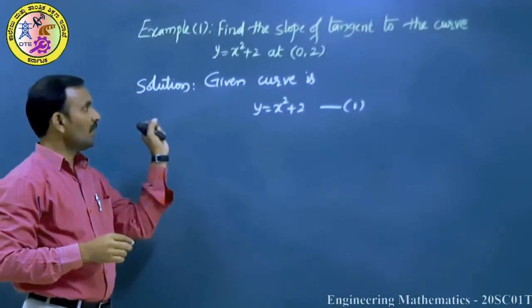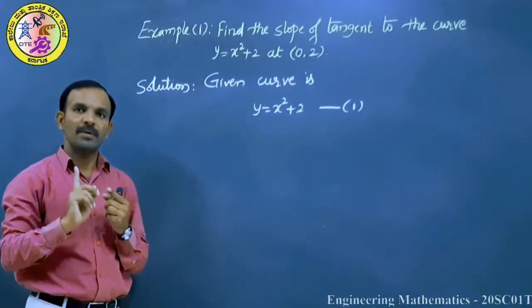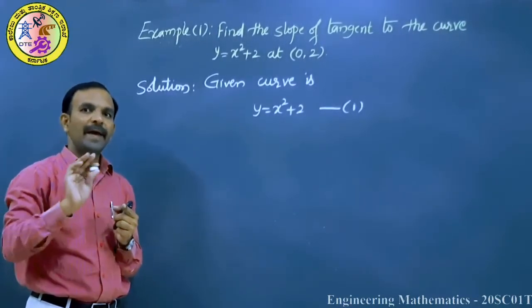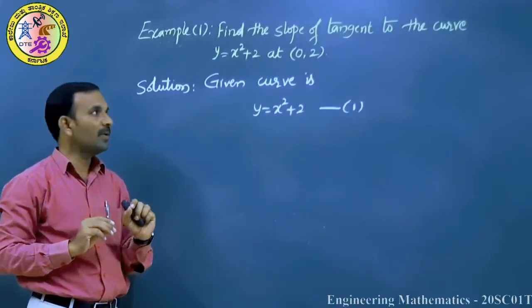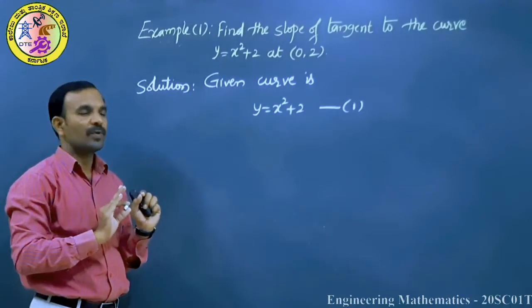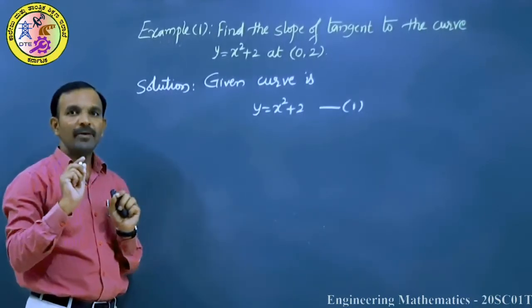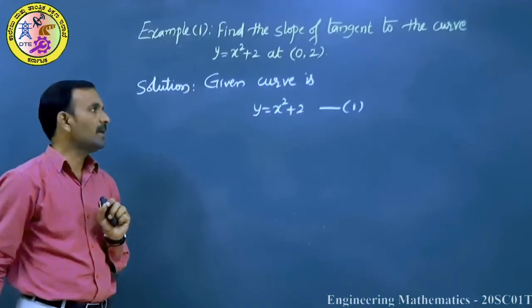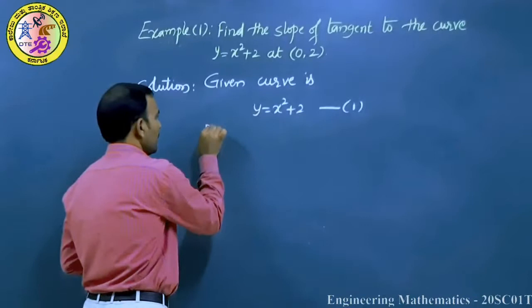If you see a question related to tangent and normal, first find the first order derivative and the value of m. Every problem needs the value of m, that is the slope of the tangent. First, differentiate with respect to x.